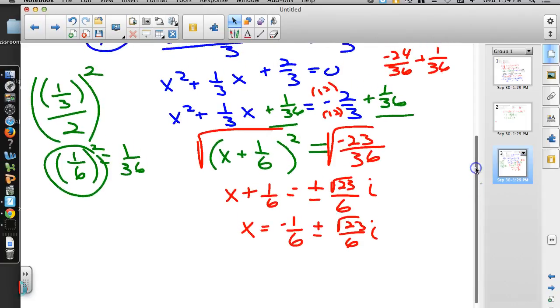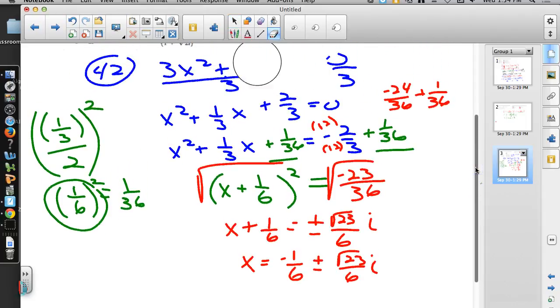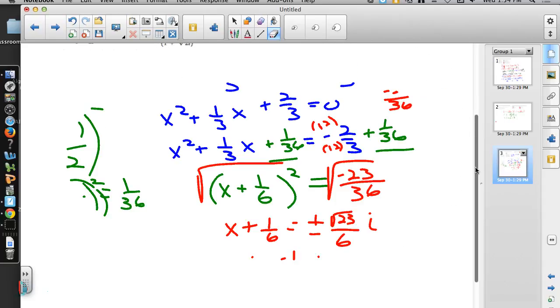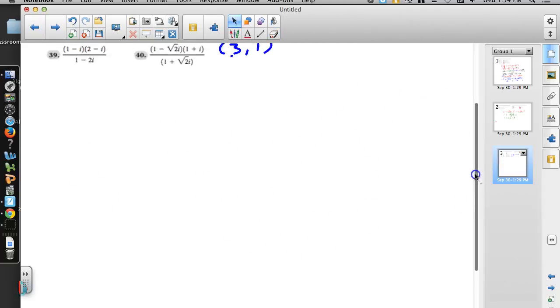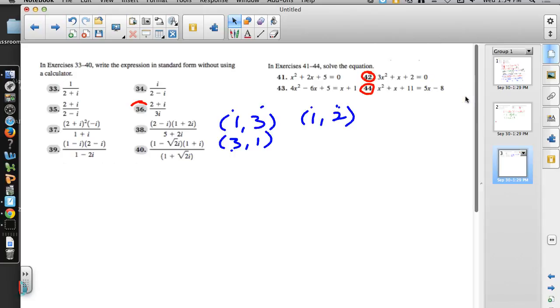Again, completing the square, if you're good at it, it just makes a lot more sense than using that quadratic formula and not having any idea whether or not your answer is correct when you get done.